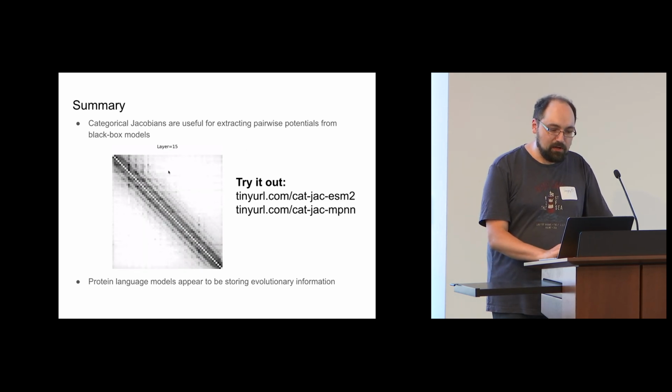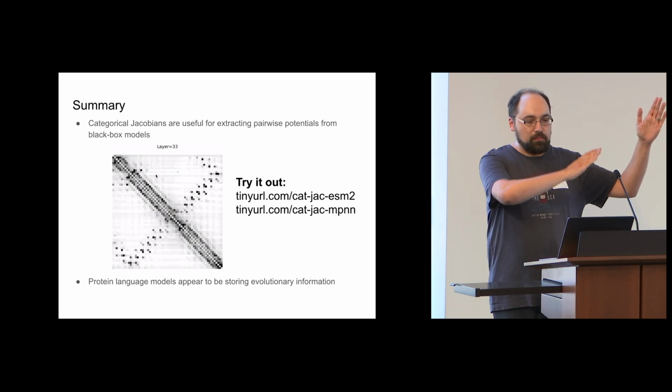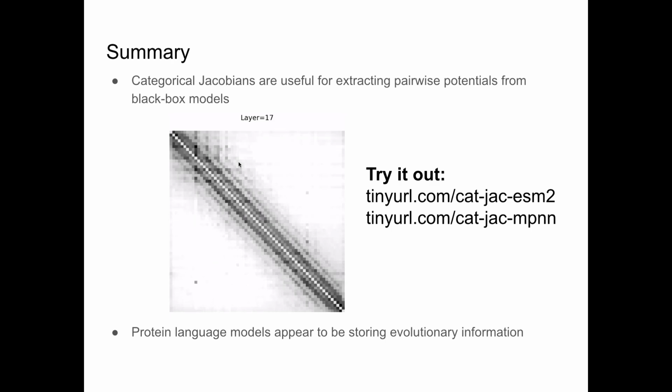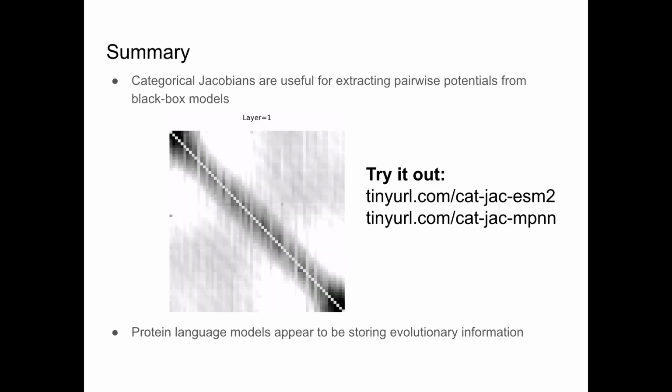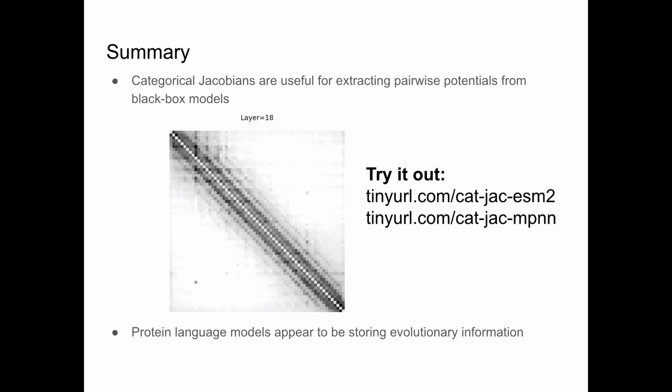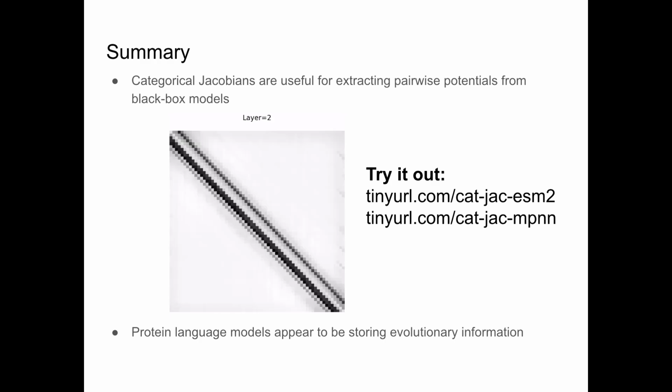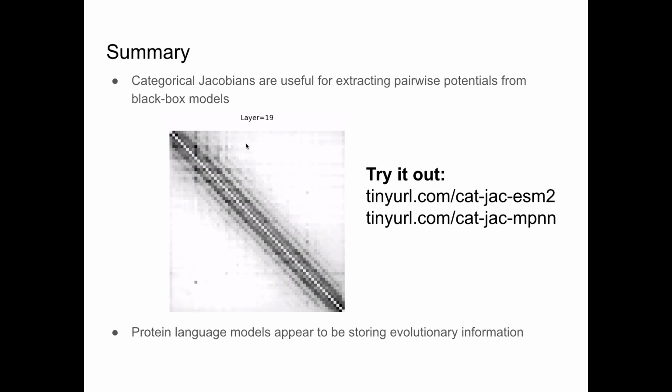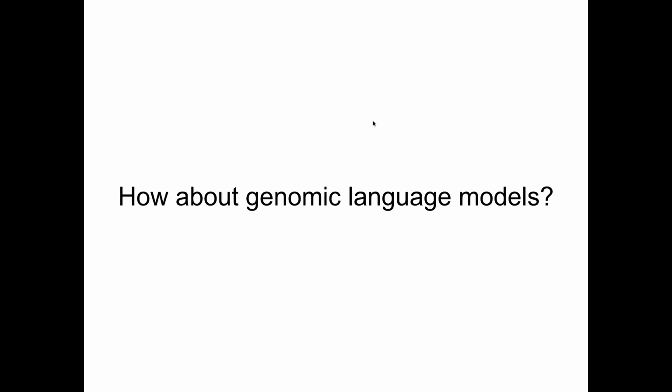So this little animation here is computing the Jacobian from input to layer 1, to layer 2, to layer 3. The interesting thing is you can see that as you go through the layers, you start to build up more and more of the contacts, and eventually you get all the contacts on at the very end. So if you want to analyze this for your own model, check out the code here.